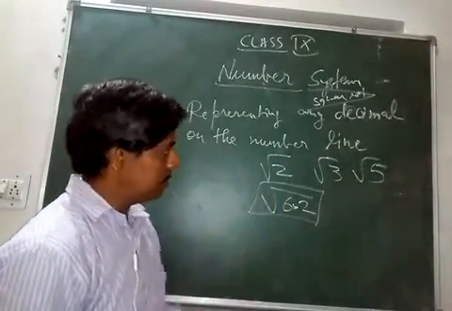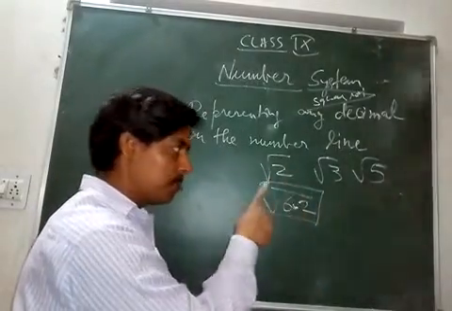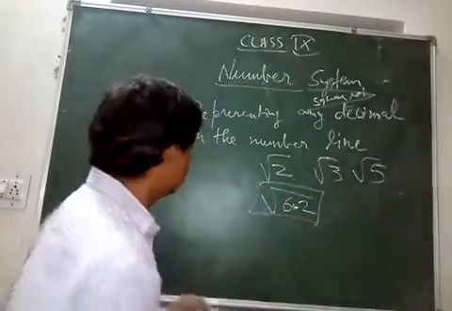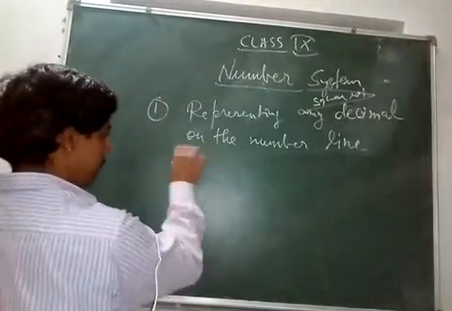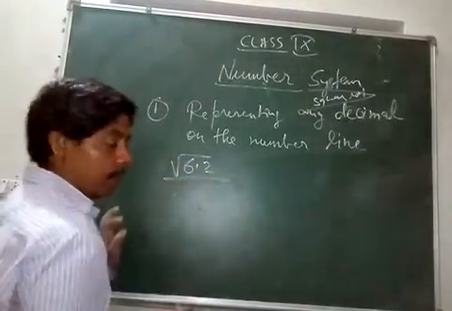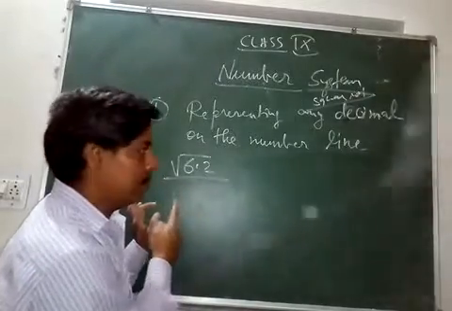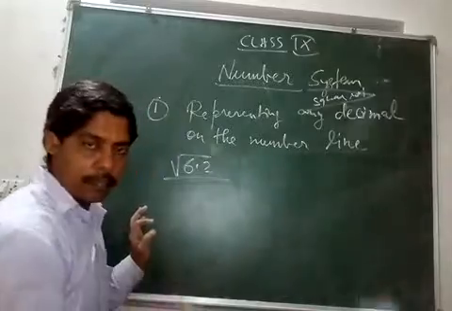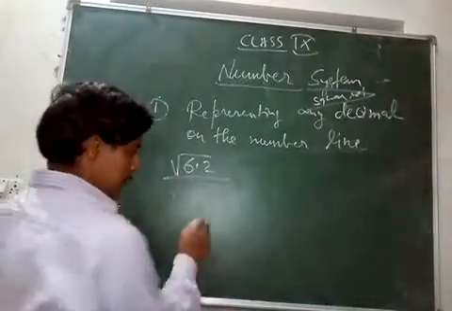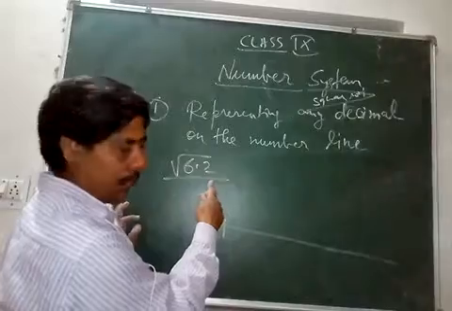To represent this, there is a method which can be used for root 2, root 3, root 5, but you should use the original method for that. So we are doing how to represent root of 6.2 on the number line. Remember, it's a very important method and you should understand it properly. You will have to use compass and ruler to draw a line of length root 6.2, not 6.2.